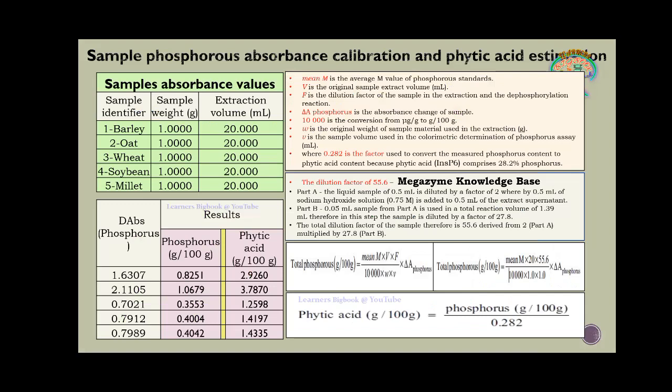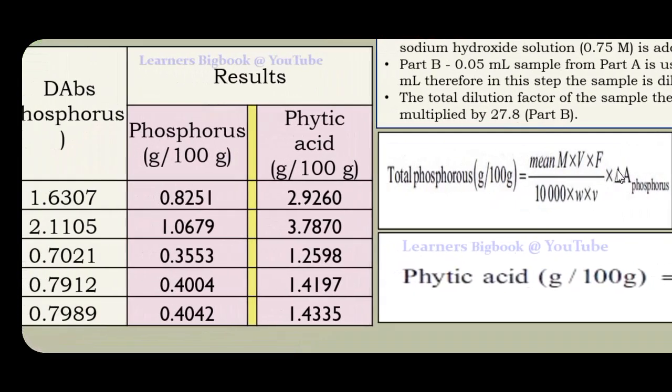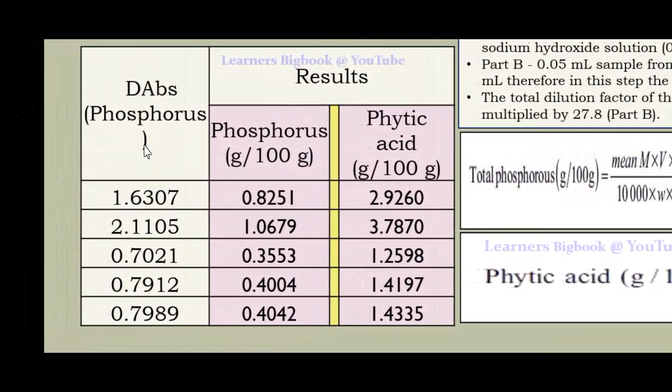This has to be considered here. This will be the exact phosphorus absorbance within the phytic acid, and further these values have to be subjected to this formula, that is the total phosphorus gram per 100 gram, mean m into v into f divided by 10,000 into lowercase w and lowercase v, and we are going to take absorbance of the sample phosphorus.